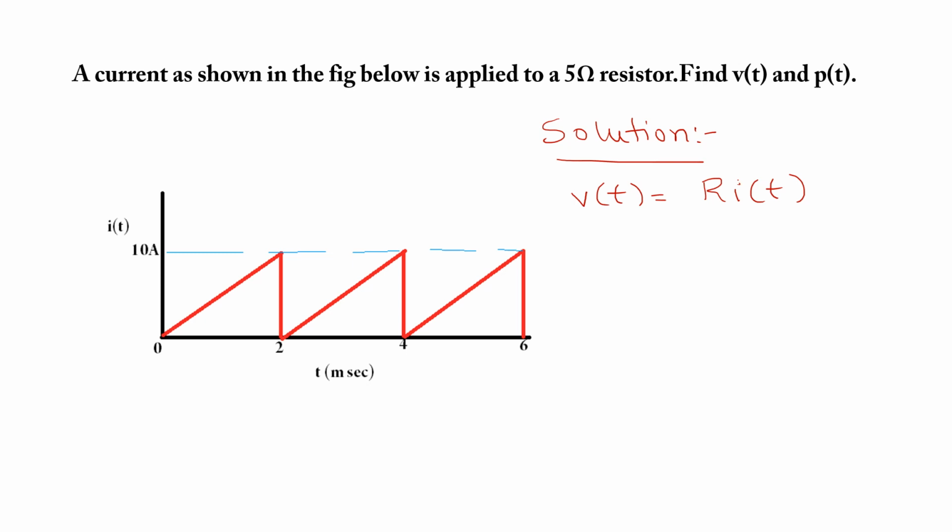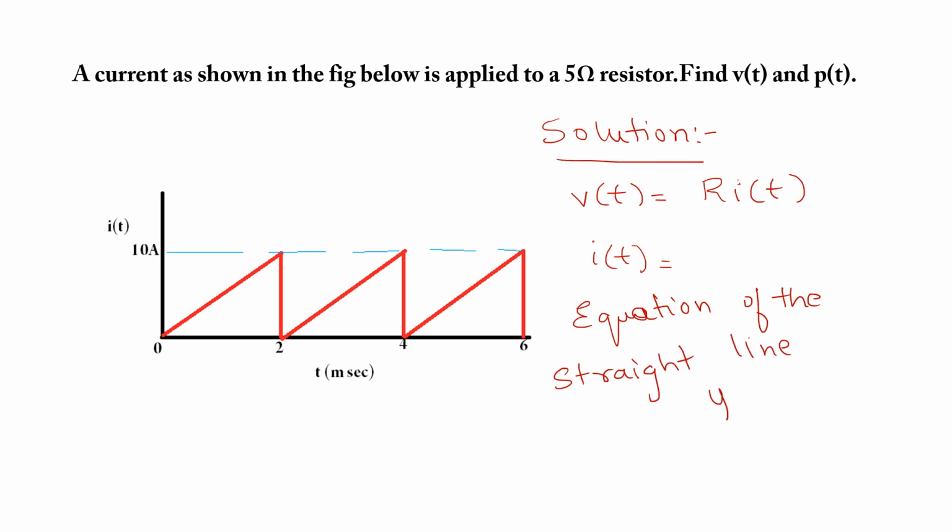What do we have to do? We have to find I of t. So what is the instantaneous current? Can you write it from this waveform? To write it from this waveform, we will use the equation of the straight line. What is the equation of the straight line? y is equal to mx plus c. So we take y as I of t, equal to m times t. What is m? m is the slope. To find this m, we have to use this waveform.